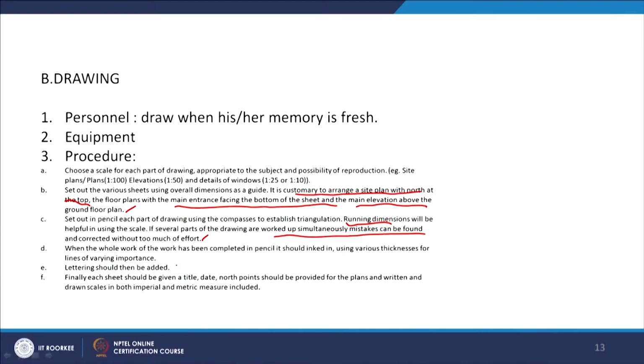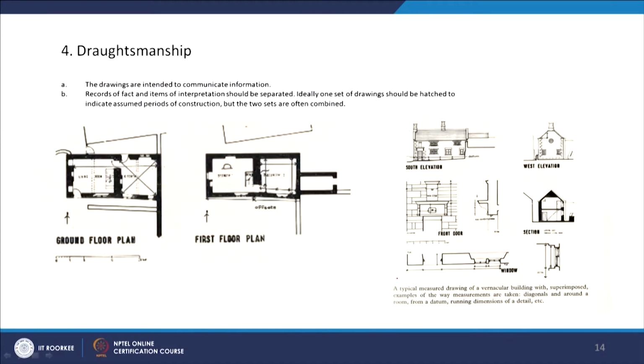Then lettering should be added. Obviously we have to detail out what is what. Sometimes use the local language, which is much more useful for the local persons. Finally, each sheet should be given a title and date, north points should be provided for the plans, and written and drawn scales in both imperial and metric measures. So that is some of the draftsmanship.